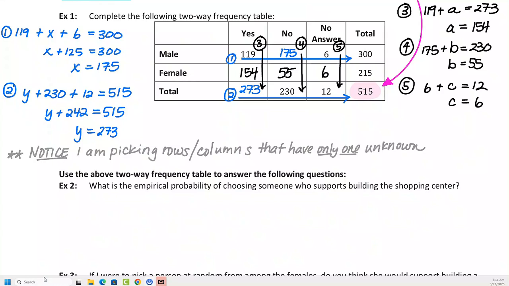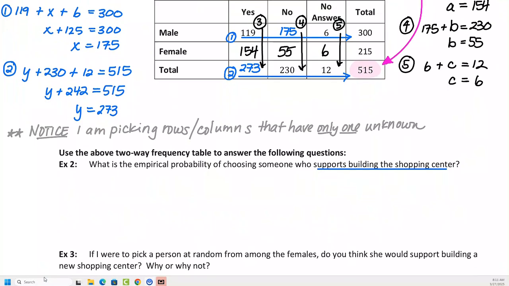So notice a couple of things here. Empirical probability means it's going to be based on the actual numbers that we have, right? Theoretical is based on the theory of what the numbers should be, right? So I will come over here. It says, what's the empirical probability of choosing someone who supports the building? Right, the shopping center, that's what I'm looking for.